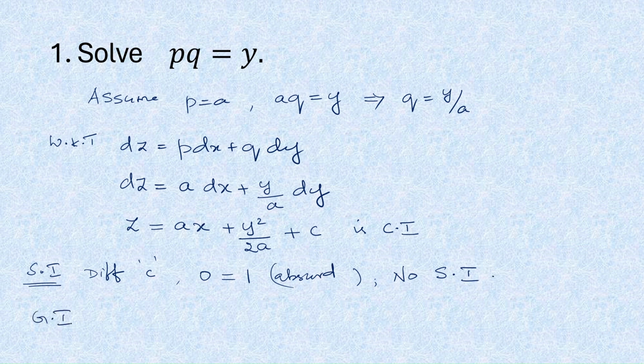Next is coming to the general integral. As usual, we take c as a function of the arbitrary constant a, and then differentiating partially with respect to a and eliminating a, we obtain the general integral.